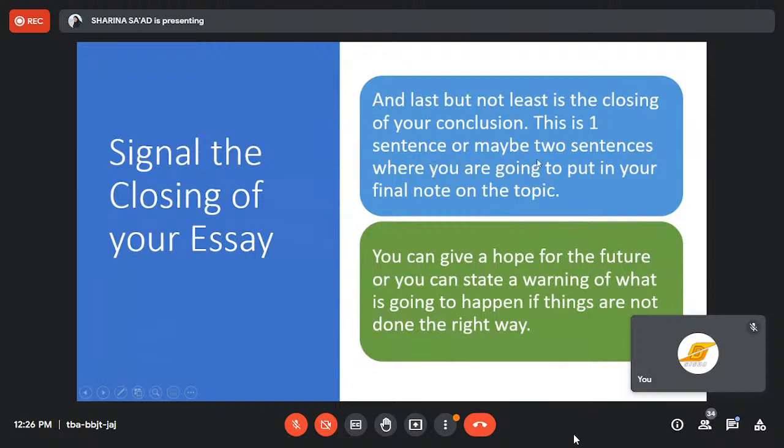This is one sentence or maybe two sentences where you are going to put in your final note. The conclusion should not be long. You can have two to three sentences, enough. You can also give hope for the future, or you can state a warning of what is going to happen if the pandemic is not curbed. I think in the future there will be more cases of COVID-19 in Malaysia. Maybe you want to put a warning there as your last sentence.